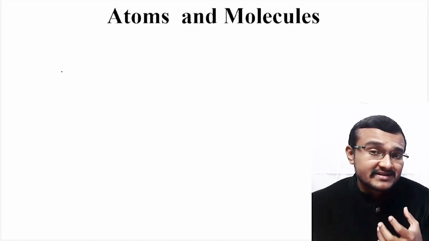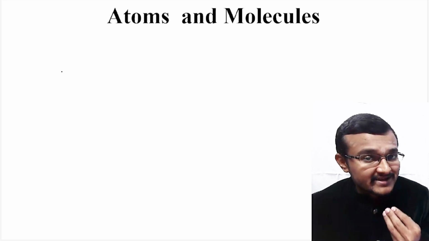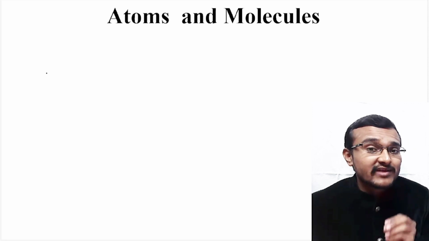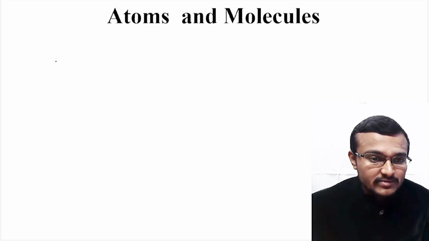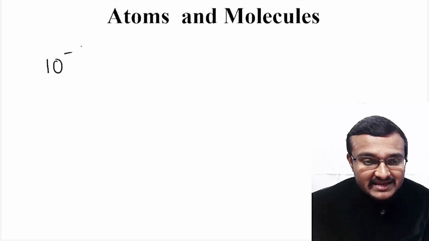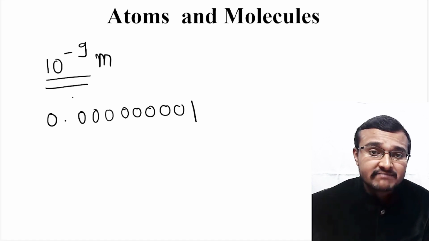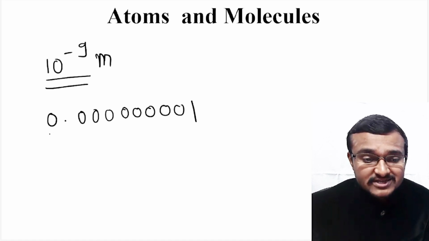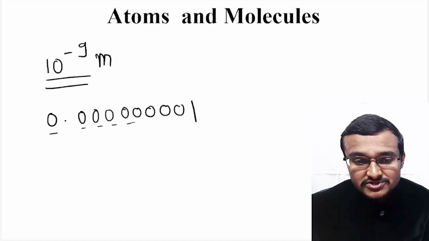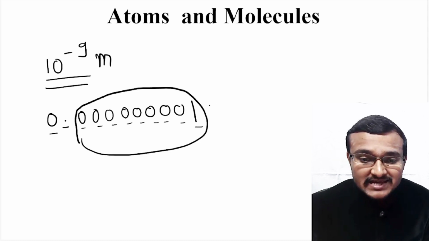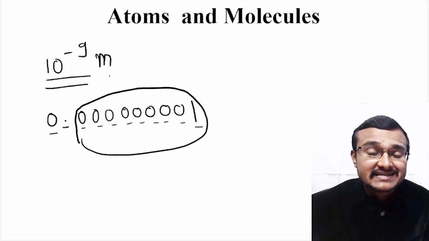Now you might be wondering how big these atoms are. Atoms are in the scale of nanometer. What do you mean by nanometer? 10 power minus 9 meter is known as nanometer. What do you mean by 10 power minus 9? 10 power minus 9 means 0.000000001.